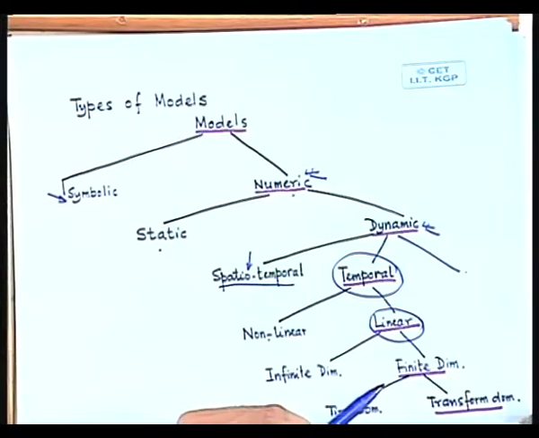A linear system could be finite dimensional or infinite dimensional. For example, e to the power st is an infinite dimensional linear system. So we are generally interested in finite dimensional systems. If you construct a state space description of it, it will have a finite number of states. So we are interested in finite dimensional systems.